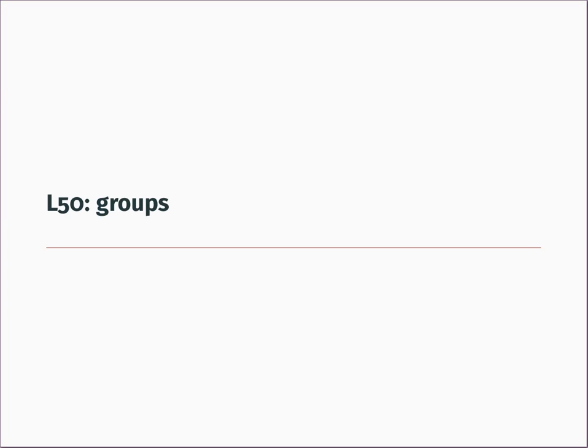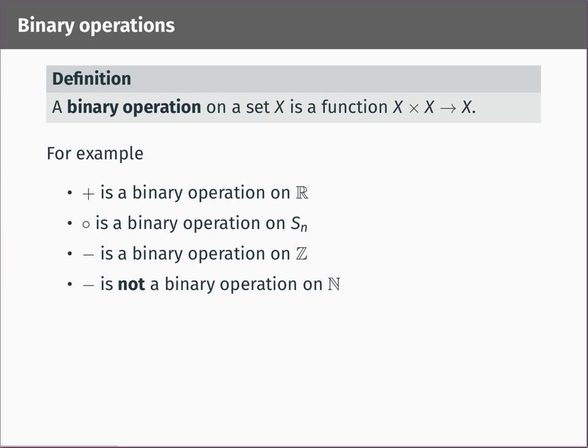Welcome to the final section of Math 0007. We're going to learn about groups in this section, so let's start off with the definition. To define a group, I actually need another notion, which is that of a binary operation. So a binary operation on a particular set X is simply a function from X cross X to X.